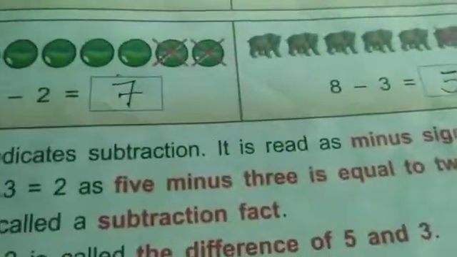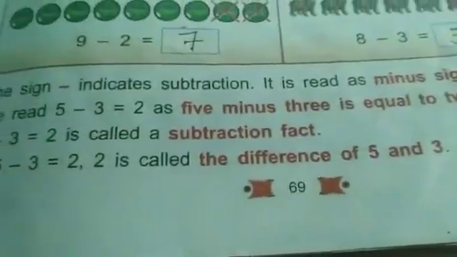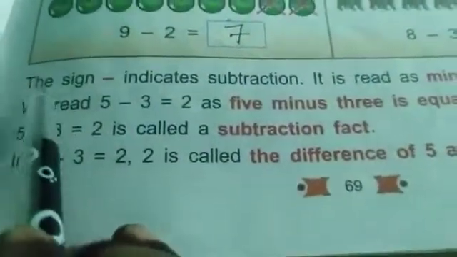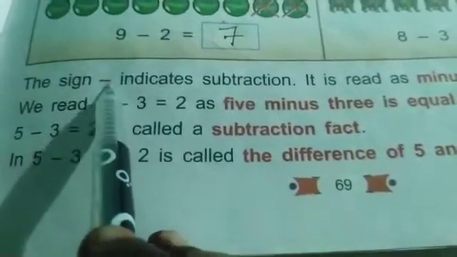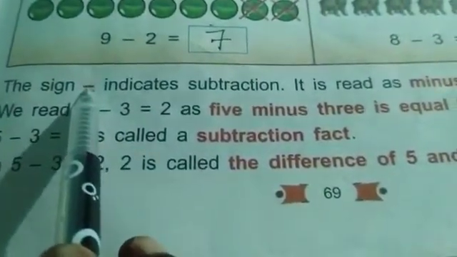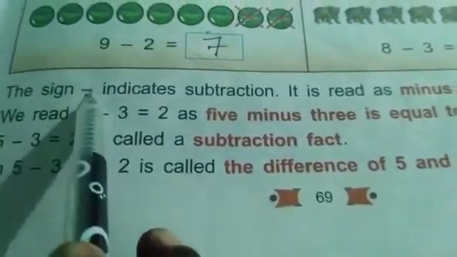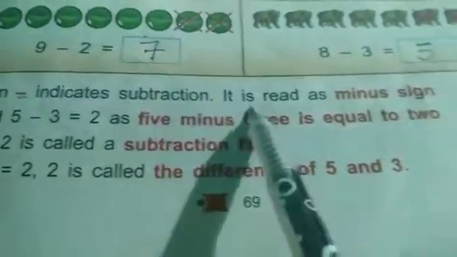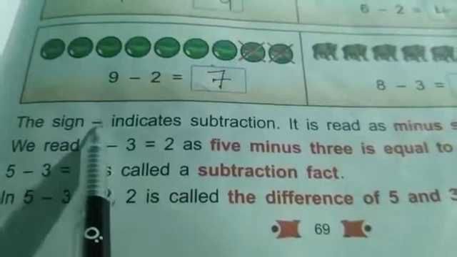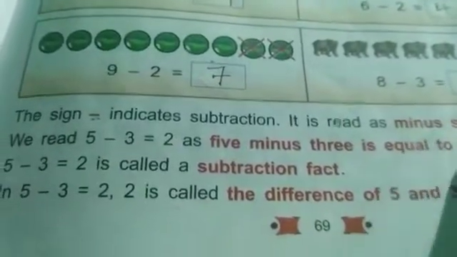Now you can see this. This sign, the minus sign, indicates subtraction. You see this minus sign, this is the sign which indicates subtraction. The sign dash indicates subtraction. It is read as minus sign. So this sign we are reading as minus sign. Always remember, this sign we are reading as minus sign.